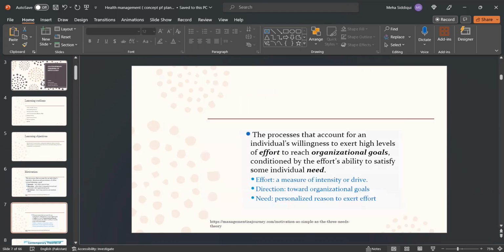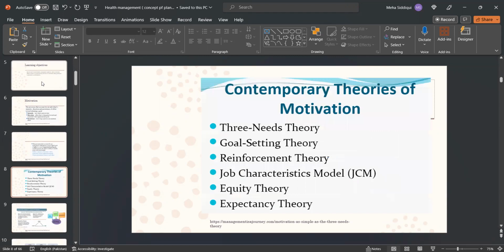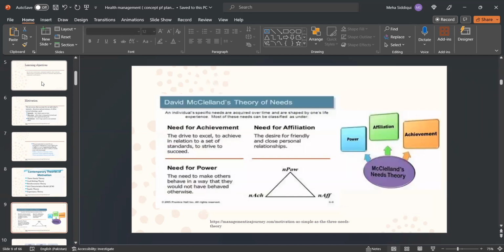So it is the processes that account for individuals' willingness to exert high levels of effort to reach organizational goals, conditioned by the effort's ability to satisfy some individual needs. So, contemporary theories of motivation consist of the following theories. First comes three needs theory, then goal setting theory, reinforcement theory, job characteristics model, equity theory, and expectancy theory.